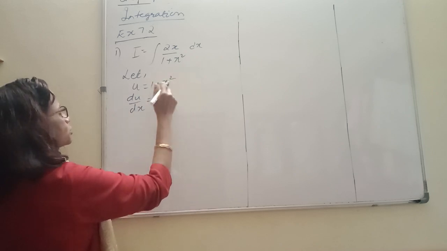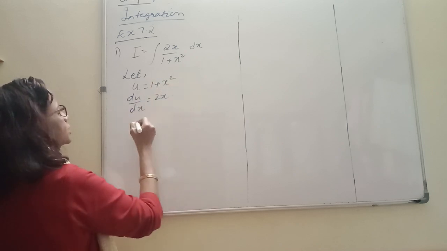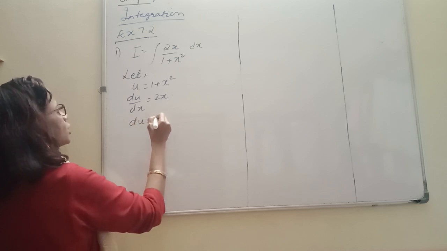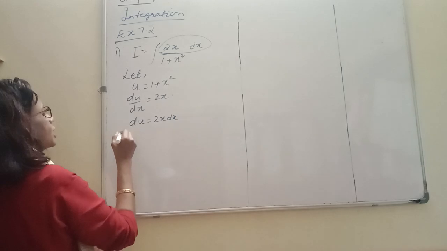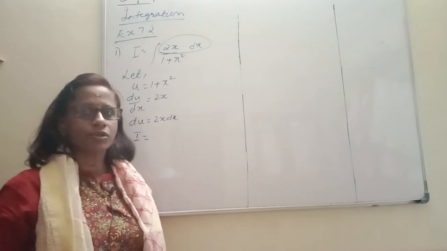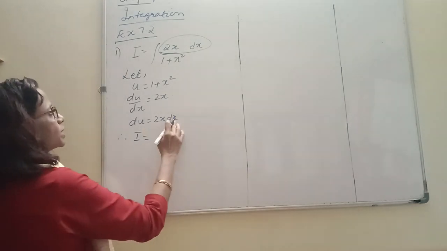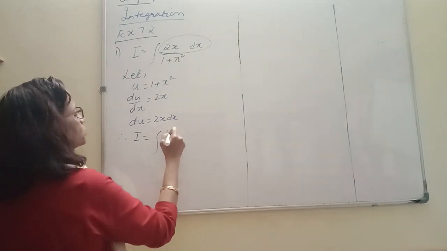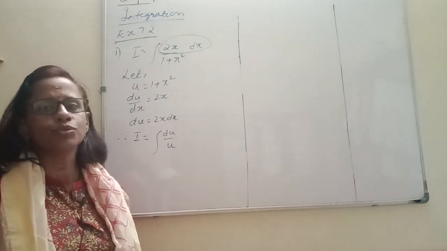Derivative of 1 is 0, and derivative of x squared is 2x. So if you take this dx to the other side, your du becomes 2x dx. Look at this, 2x dx. Now we are going to convert our I. I is no longer in terms of x, it is going to be in terms of u. How can you replace that? 2x dx can be replaced by du, and 1 plus x squared, officially you have called it u. So it's du over u.